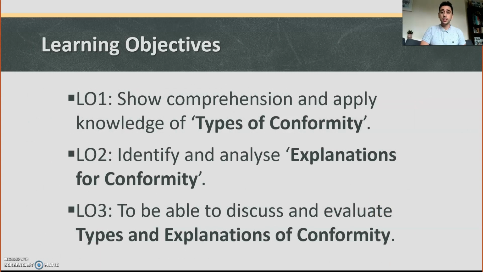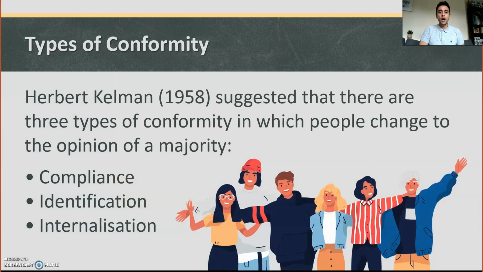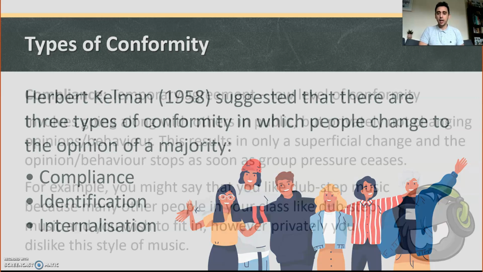Don't get confused between types of conformity and explanations for conformity. These are two separate things that you could be asked in the exam. Herbert Kelman in 1958 suggested that there are 3 types of conformity in which people change to the opinion of a majority: compliance, identification, and internalization.